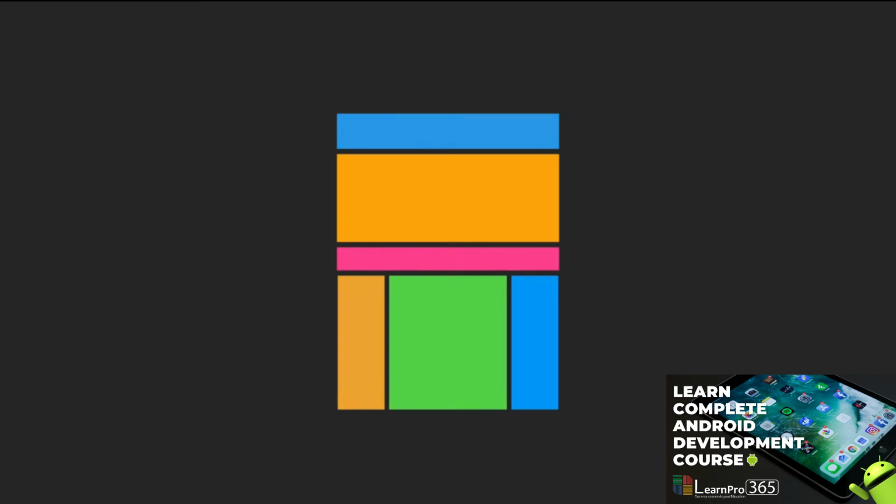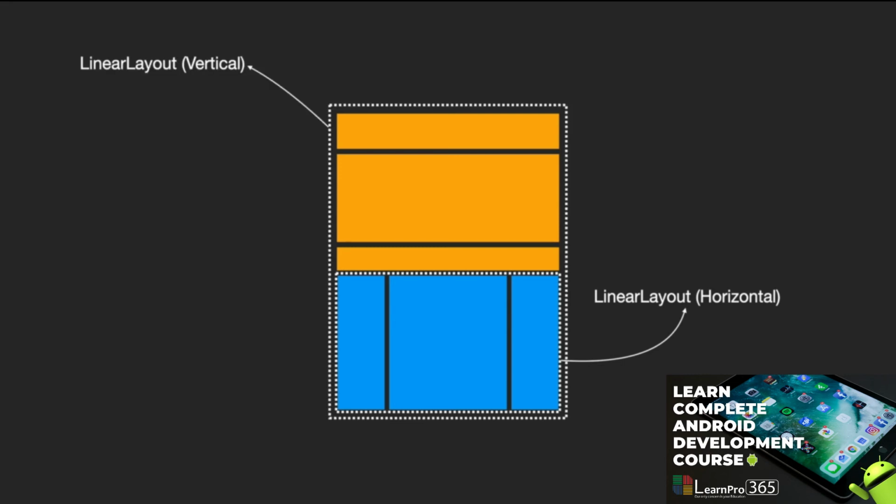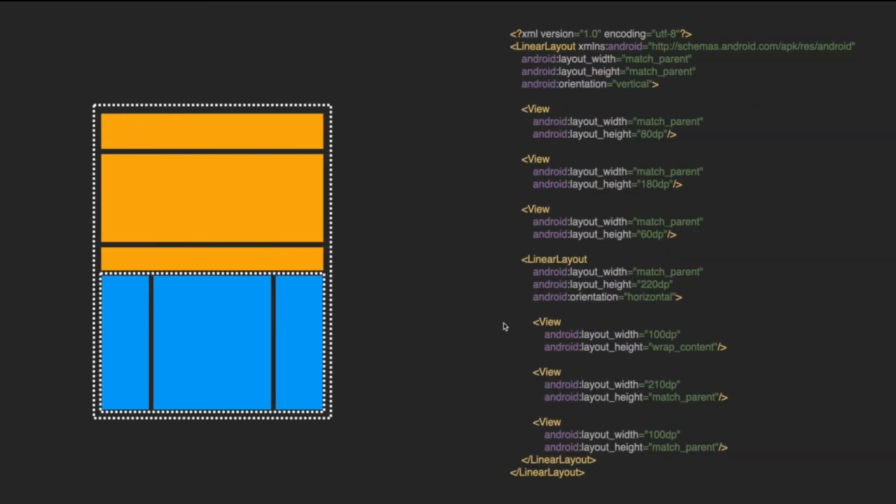To start, we need to understand which portions we can group. So the bottom three views can be grouped into a horizontal linear layout, and the rest of the views can be represented by a vertical linear layout. This kind of structure is possible because you can nest one linear layout into another. If you write this kind of code where you put a linear layout into another one, you can achieve this kind of result.